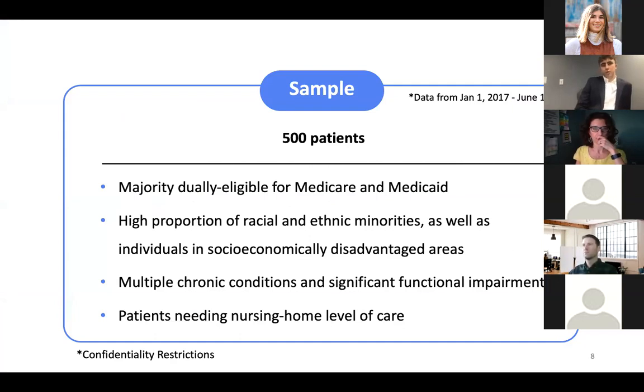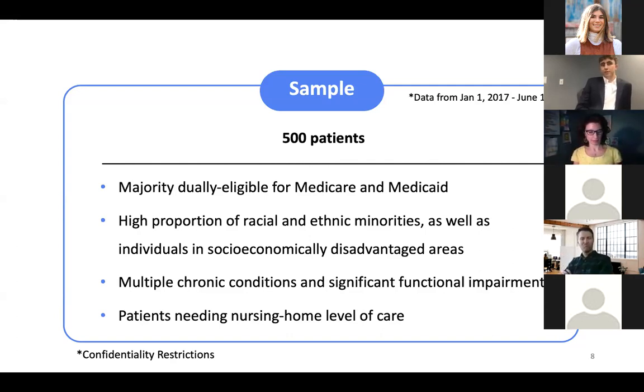So starting with our sample, we used 500 dually eligible patients and over 3 years of data from January 1st, 2017 through June 1st, 2020. The sample contained a high proportion of racial and ethnic minorities, socioeconomically disadvantaged individuals, and patients with multiple chronic conditions, all who need high levels of nursing care. Unfortunately, due to our current partnerships and HIPAA confidentiality requirements, we are unable to reveal any additional information relating to our sample or organizations we have worked with in order to attain this data.